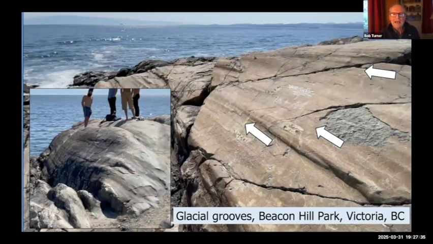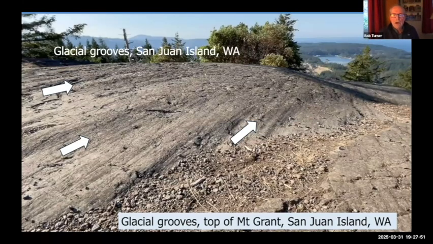Two other places that have quite magnificent glacial grooves and striae are Beacon Hill Park in Victoria at Finlayson Point, really magnificent ones, and we're looking here out into the Strait of Juan de Fuca, and the top of Mount Grant on San Juan Island. Again, basically a molded, polished surface with fine striae pointing in the direction that the glaciers traveled.